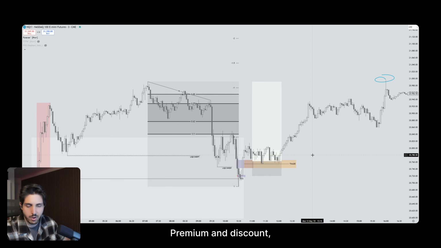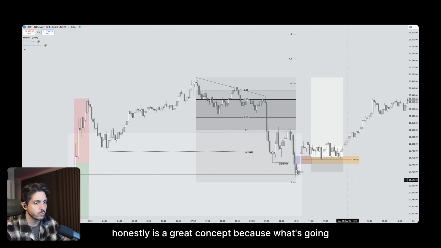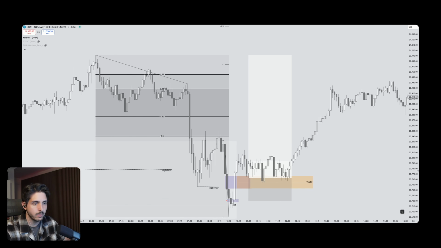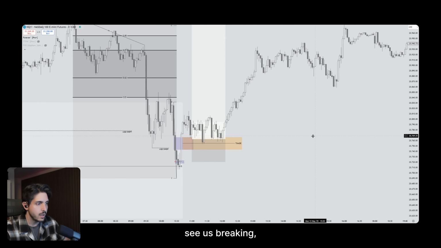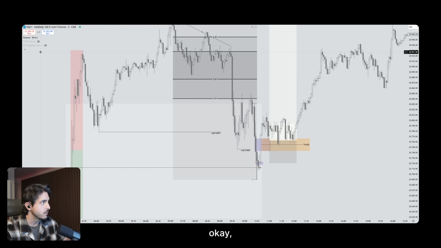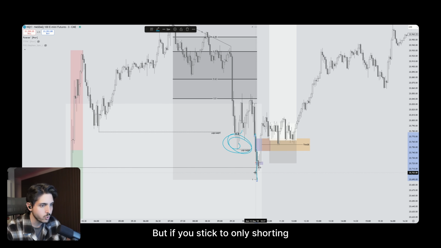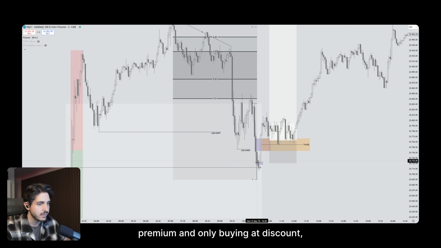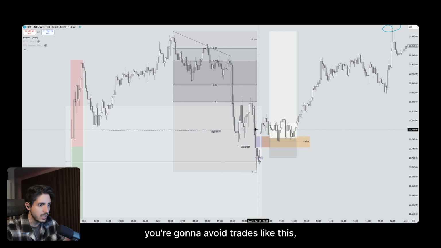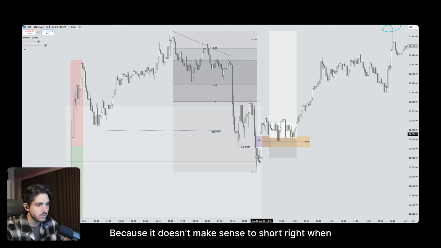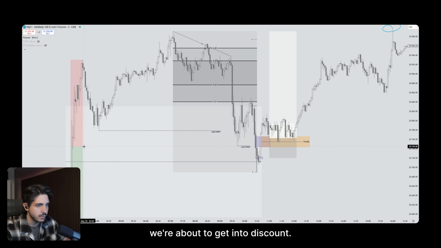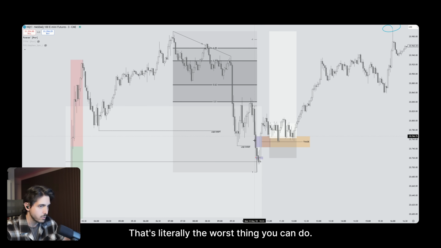It's a great concept. Premium and discount honestly is a great concept because what's going to happen is you're going to have people who see us breaking right here, taking this low, and they're going to chase this. They're going to short this. But if you stick to only shorting premium and only buying at discount, you're going to avoid trades like this. Because it doesn't make sense to short right when we're about to get into discount. That's literally the worst thing you can do.